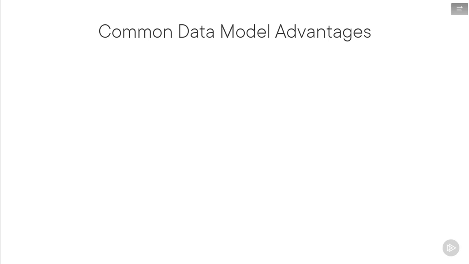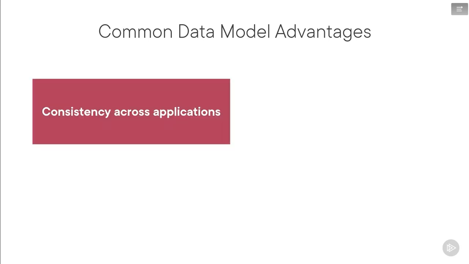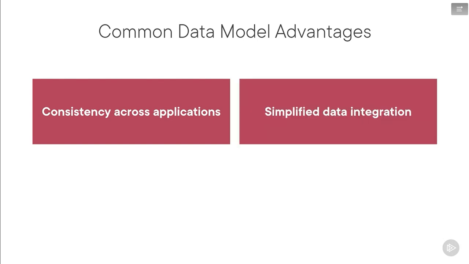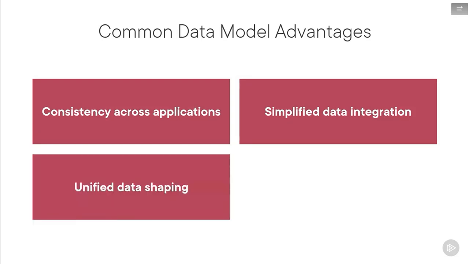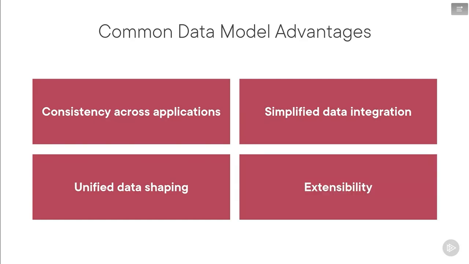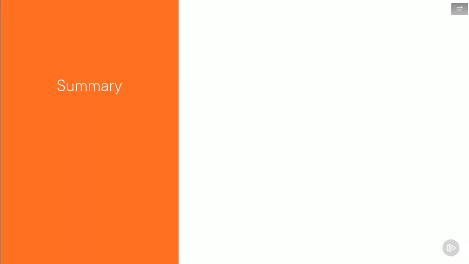Let's quickly summarize the advantages of using the Common Data Model. Consistency across applications. When I say consistency, I mean both structural and semantic consistency. Simplified data integration. Unified data shaping process, as existing enterprise data can be combined with data coming from the other sources. Extensibility. You can build on Common Data Model foundation and tailor the model to satisfy your specific business requirements.